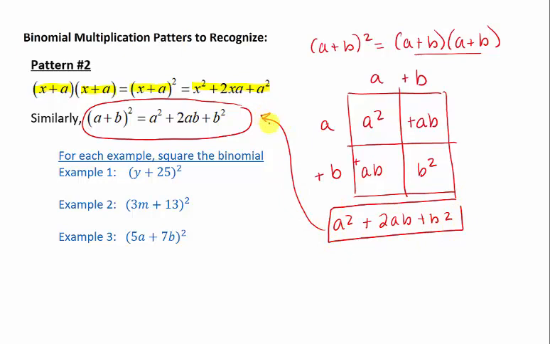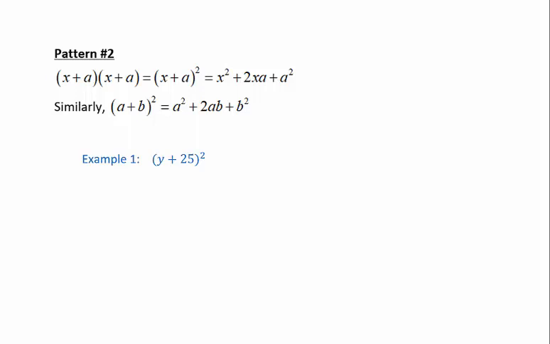So in this video, I'm going to do 3 examples, one that's pretty simple, one a little more complex, and then one that's a little more advanced. Okay, let's take a look at the first example we're going to do using this pattern. The first thing we need to do is make sure that our example fits the pattern, a binomial squared, and it does. The second thing we're going to do is identify a and b in our example. If you look at this example, our first term a is equal to y, and our second term in the binomial b is equal to 25. So we identify our a and b, and then we use this pattern to get our result.